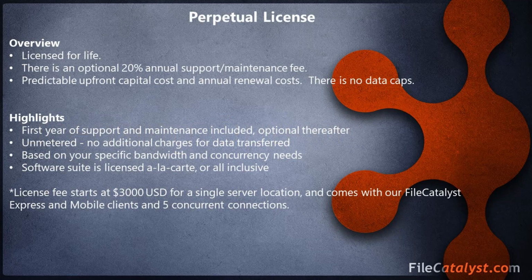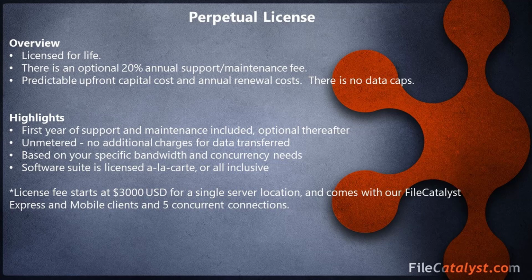One option is the perpetual license. You can buy a license. It's for life. You own it. There's an optional support and maintenance for 20%. It gives you access to our support, and it gives you access to all the upgrades and all the versions. It's an annual support of 20%. And this is good because you know exactly how much it's going to cost you. There are no data caps, no metering. You know exactly what the solution is going to cost and what it's going to do, and the speeds.